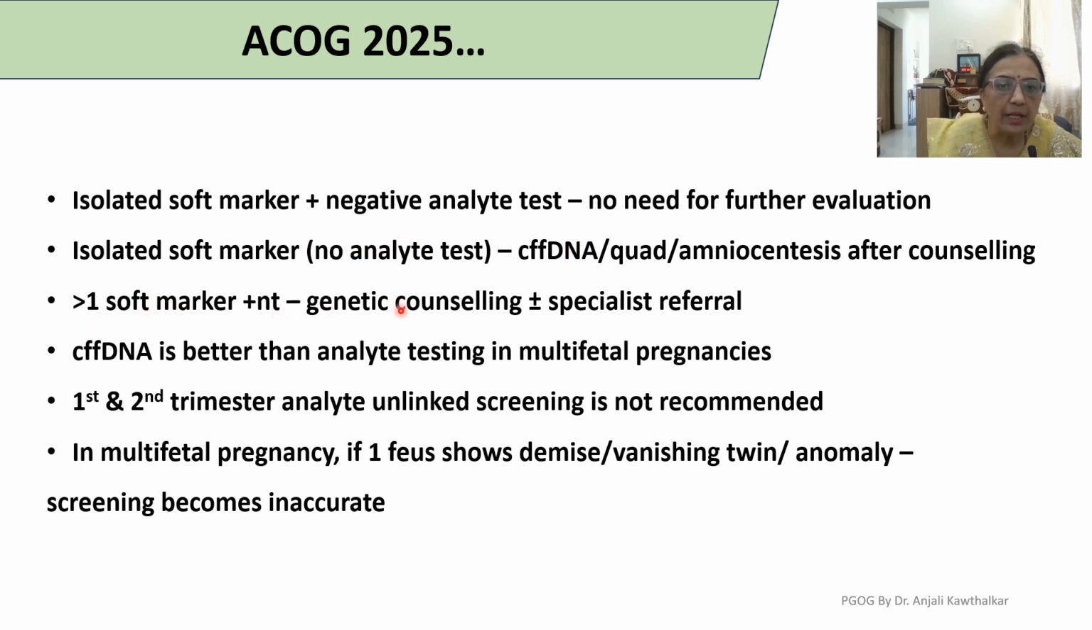Cell-free fetal DNA is better than Analyte testing in multifetal pregnancies. First and second trimester Analyte-only unlinked screening is not recommended. That is, standalone first trimester Analyte or standalone second trimester Analyte testing is not recommended. This screening should be integrated, or, as we have already seen, it can be sequential, either stepwise sequential or contingent sequential, or it can be integrated. In multifetal pregnancy, if one fetus shows demise or there is a vanishing twin, or one fetus shows an anomaly, screening becomes inaccurate. In such a situation, we should be cautious whenever we interpret the screening test result.